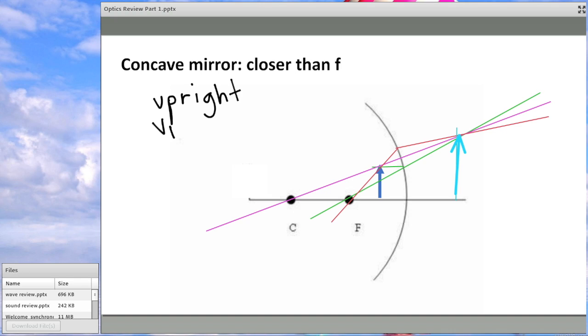So I wrote virtual. I was getting ready to write a V, and then I was like, wait, maybe that's not right. I shouldn't second guess myself. I've taught myself that for tests, but so we've got upright, it's virtual, it's going to be larger than the object. And then I think that's all we really need to say about it. But do you see, like, once we've drawn our picture, we can kind of write these things about it.